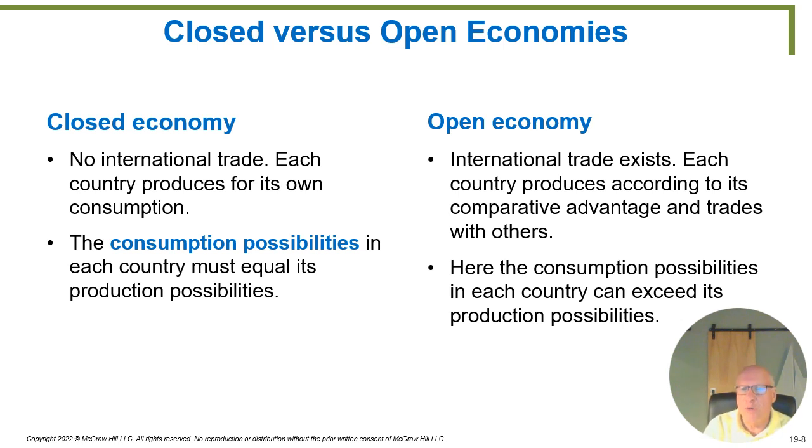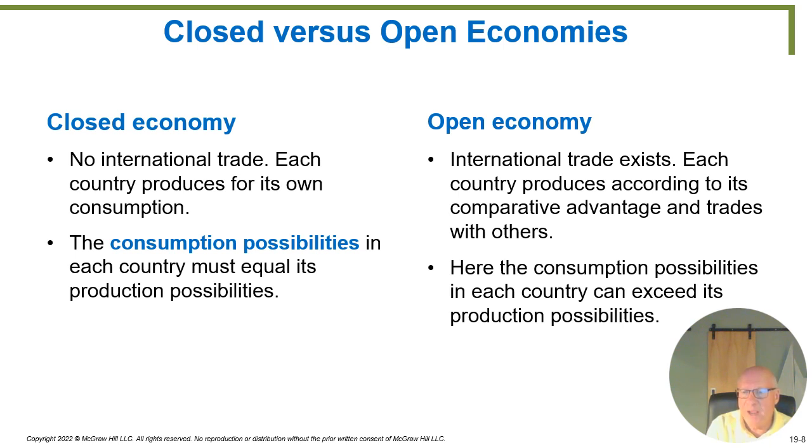Now, let's take a look at an open economy. An open economy means it's open to international trade. That's where the term comes from. So open economies have international trade. So each country chooses to specialize in something, usually whatever they have a comparative advantage in, produces a lot of it, and then sells it to others to gain things and buy from others the things that it's not particularly good at producing. So it turns out that the consumption possibilities of each country can exceed its production possibilities. That's what's really interesting about open economies.